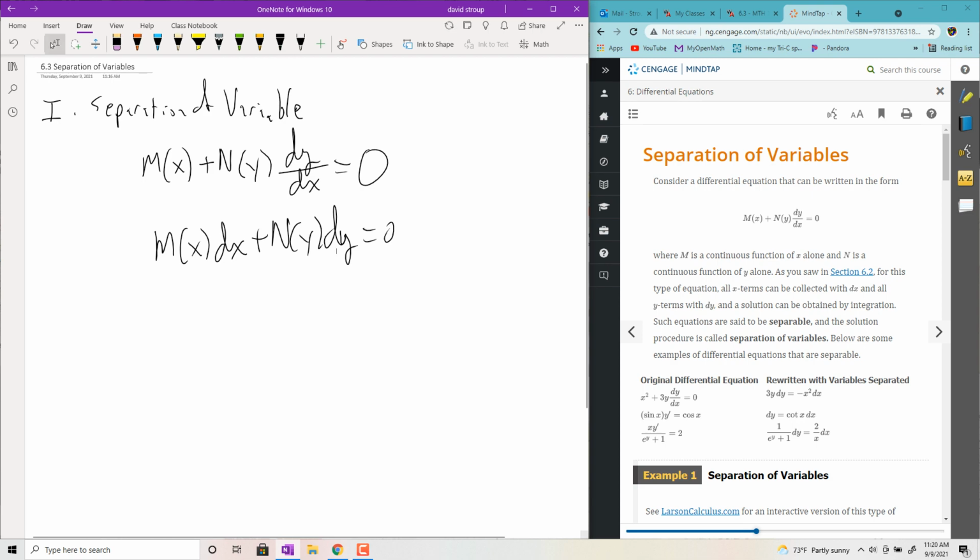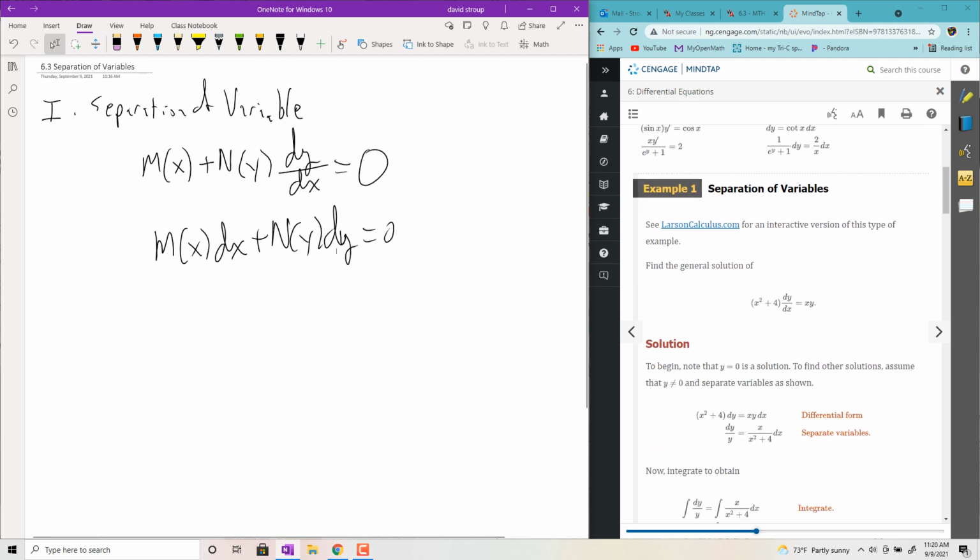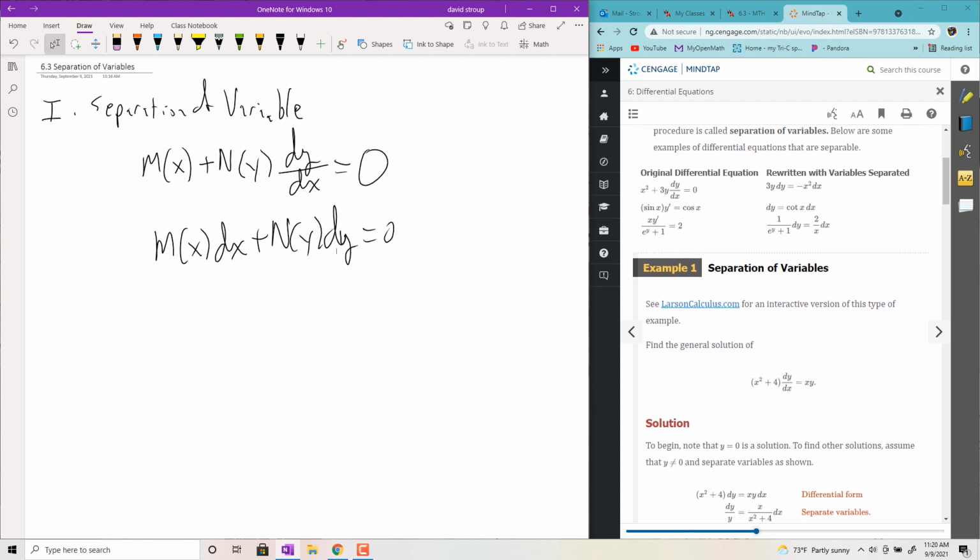Anyways, like I said, not everything is going to be separable. This only works for special cases of this form. The title of the method tells you how these work. Basically, you're getting all the x stuff on one side and all the y stuff on the other. Okay, so here we go with example 1.